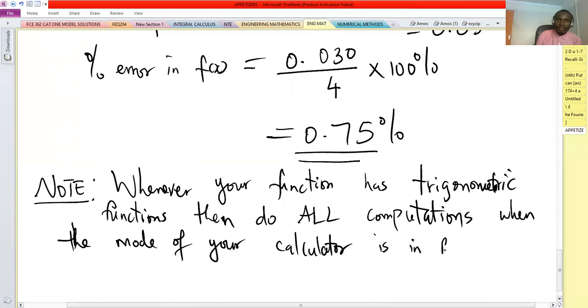is in radians. So this is actually what should happen when you are doing any numerical computation involving both trigonometric functions and any other types of functions, say polynomials or exponential. Whenever you see any trigonometric term in the function, your calculator must always be in radians for you to get the correct answer. If the mode is not in radian, then you'll get wrong answer. So ensure that's the first thing that you need to set before you start doing the computations.